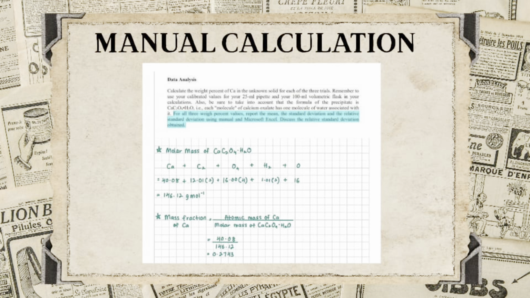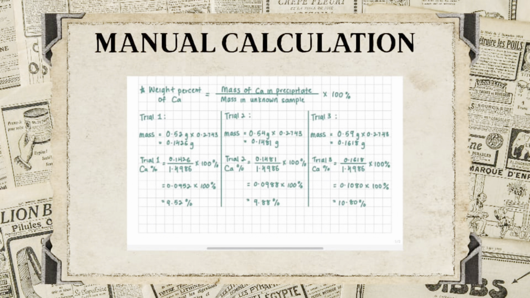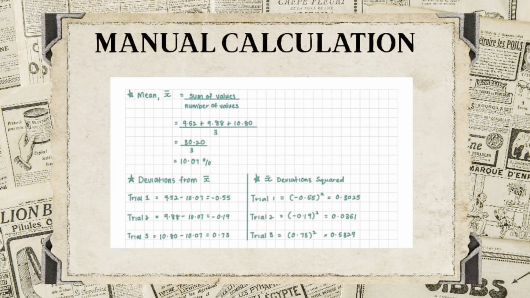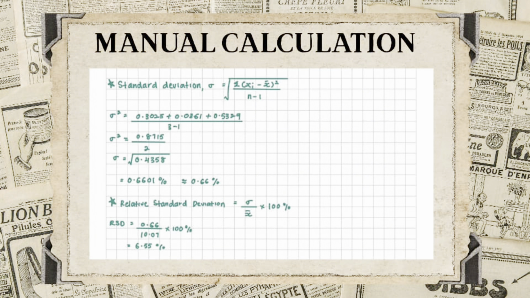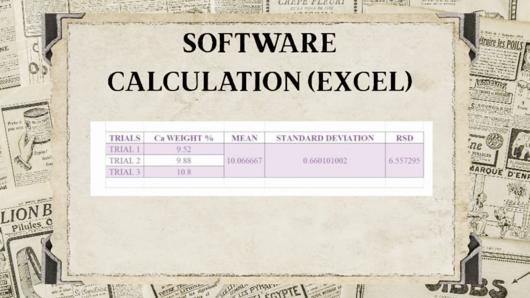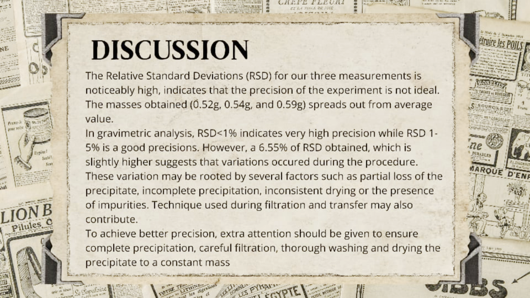This includes finding the molar mass, weight fractions of the calcium, mean, standard deviations, and the relative standard deviations, which are 0.66% and 6.55% respectively, both equal to the ones calculated using Excel. The relative standard deviation for our 3 measurements is noticeably high, which indicates that the precision of the experiment is not ideal. The masses obtained, 0.52 gram, 0.54 gram, and 0.56 gram, spread out from the average value.